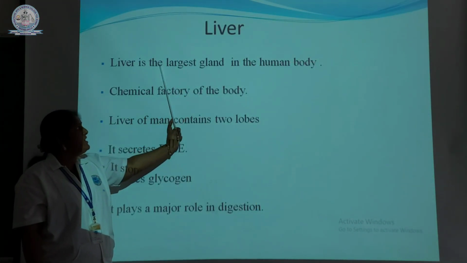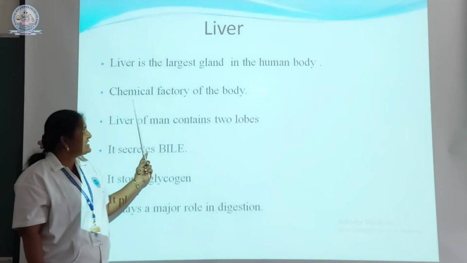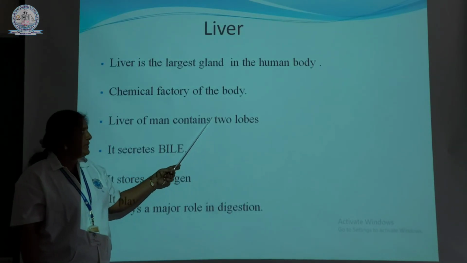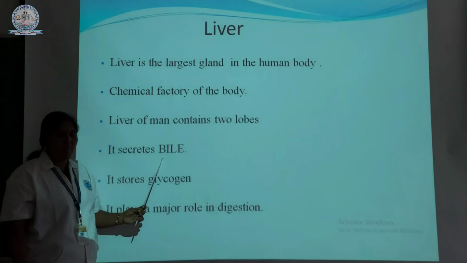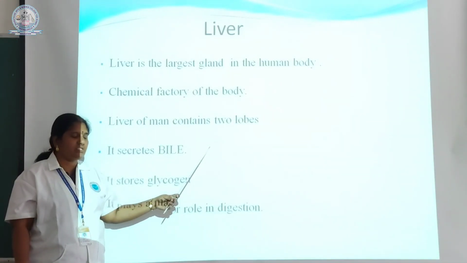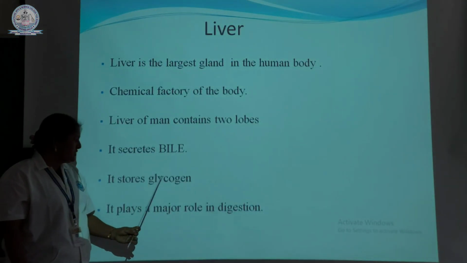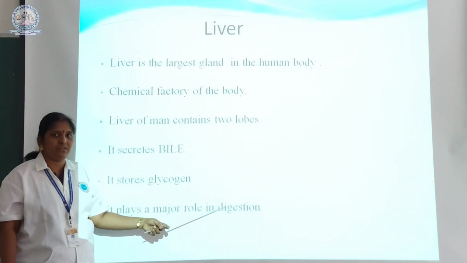The liver is the largest gland in the human body. It is the chemical factory of the body. It contains 2 lobes. It secretes bile. Bile is important for lipid digestion and it stores glycogen. It plays a major role in digestion.